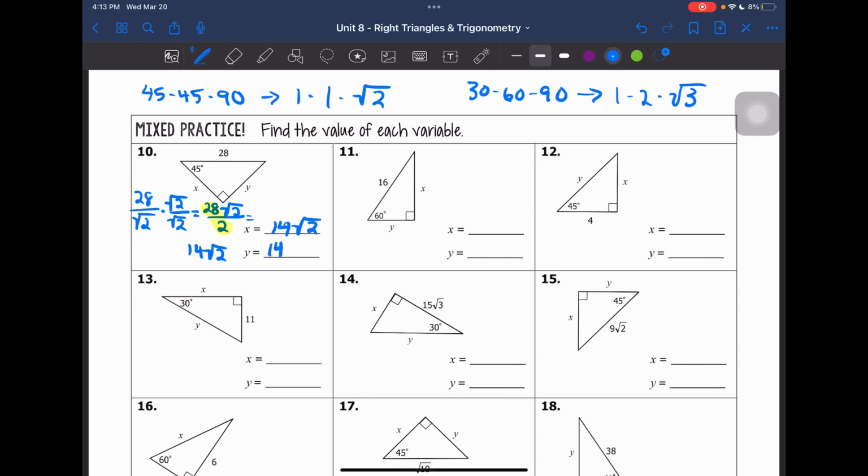And remember that in 45-45-90 triangles, the legs are congruent. So if one of them is 14 root 2, the other one's also going to be 14 root 2.